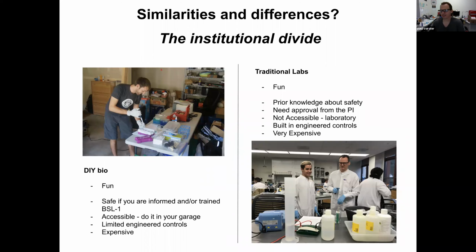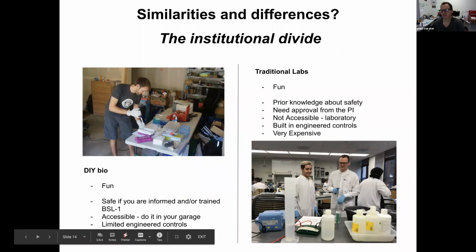You have limited engineered controls, okay? This garage doesn't have an autoclave. It doesn't have things built into the building that make it safe for higher level things, okay? And so you have limited engineered controls. And I would say, even though it is accessible, my personal opinion is that at-home biology is still kind of expensive, unfortunately.